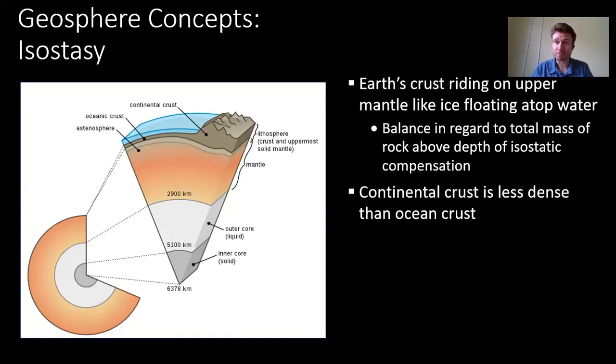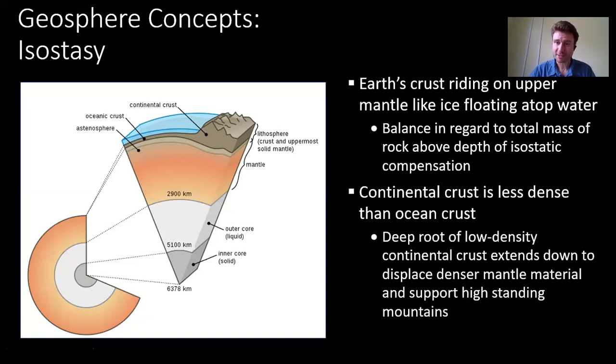This really builds on the fact that our continental crust is less dense than our ocean crust. And so we have deep roots of low density continental crust that extend down and displace denser mantle material, supporting our high standing mountains, just like where we are in the Himalaya today. And so yeah, our continental crust that we're sitting on right now can be upwards of 50 kilometers thick, which is absolutely insane.